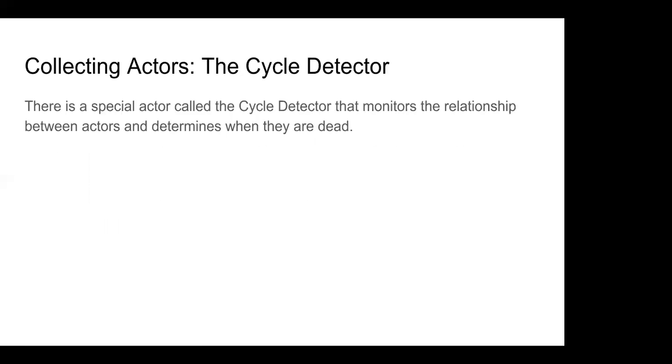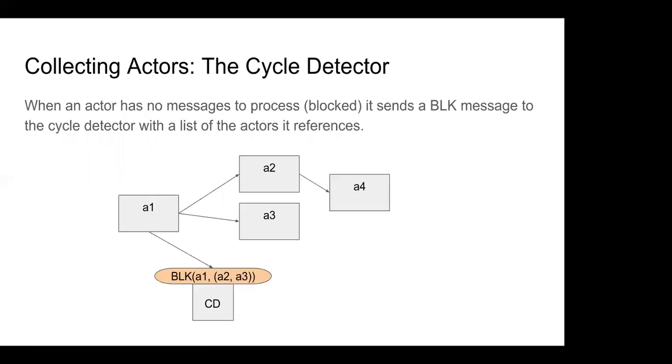So there's a thing called the cycle detector, and it's an actor that gets started up as part of the runtime, and it's always running. It monitors the relationship between actors and determines when they are dead. So when an actor has no more messages to process, it sends a block message to the cycle detector with a list of the actors that it references.